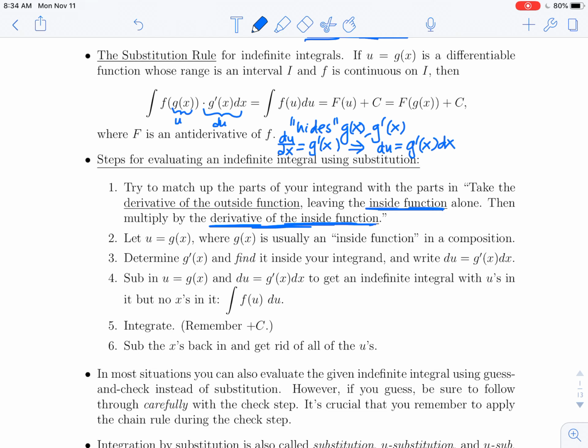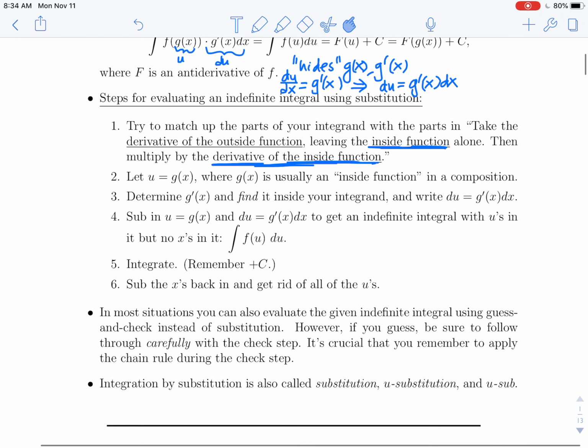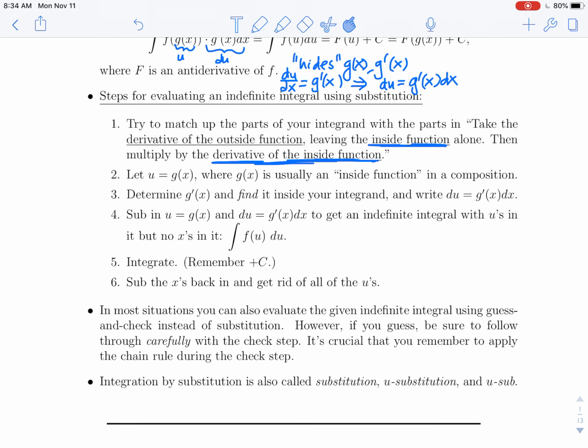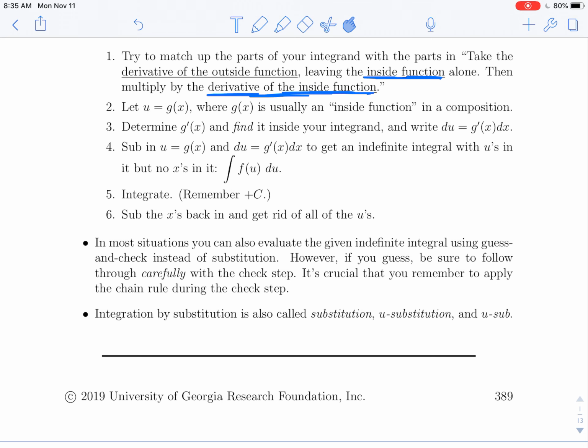Step 2, let u equal g of x, where g of x is usually an inside function in a composition. Step 3, determine g prime of x and find it inside your integrand and write du equals g prime of x dx. Step 4 is sub in u equals g of x and du equals g prime of x dx to get an indefinite integral with u's in it but no x's in it. The indefinite integral of f of u du.